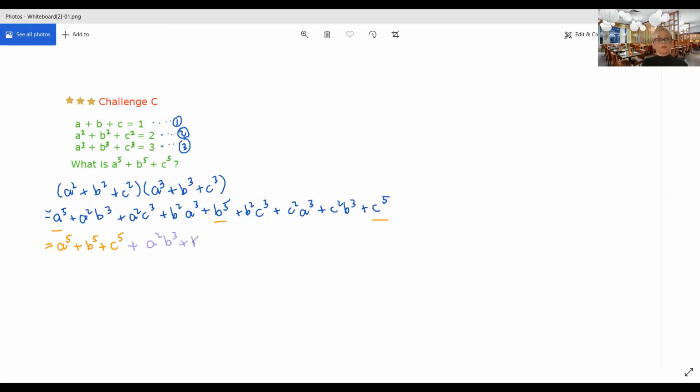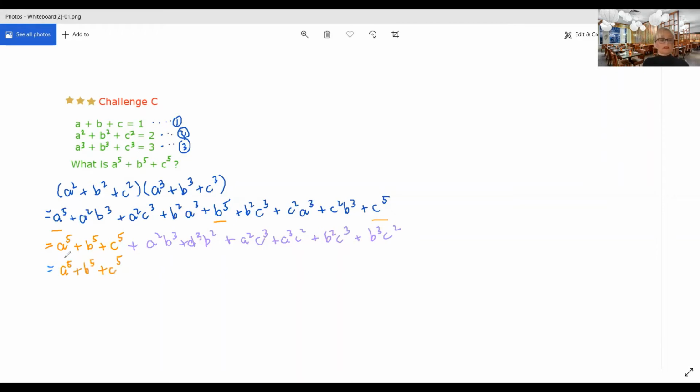Let me just write this, a cubed b squared, sorry about my writing, plus, and then you've got an a squared c cubed and an a cubed c squared, which is this term here, and then you've got a b squared c cubed and a b cubed c squared. Now what we can actually do here is take out, so we'll leave this out the front as it was, our a to the 5th plus b to the 5th plus c to the 5th.